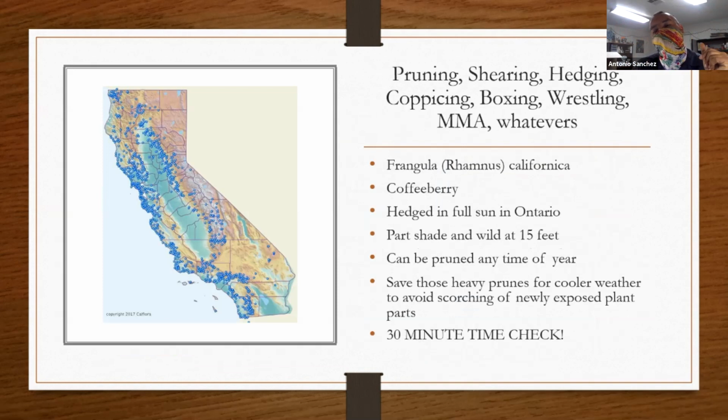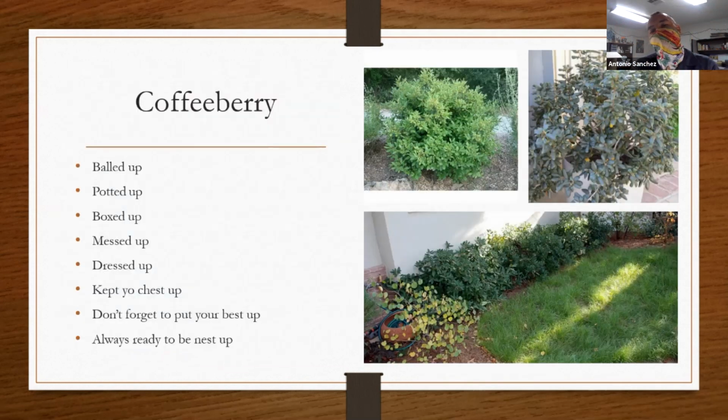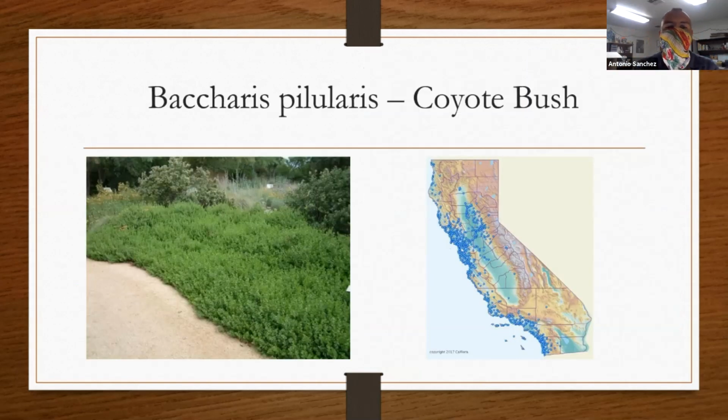And let's see what we can do with coffeeberry. I've seen coffeeberry hedged at a 3-foot ball by Upland, where it's 100 degrees plus during the summer. I've seen it in part shade, getting 8 to 10 feet tall. Very easy to maintain, easy to grow, flexible plant, right? Adaptable, flexible. Coyote bush. This is a ground cover coyote bush, but the other coyote bushes are the same.